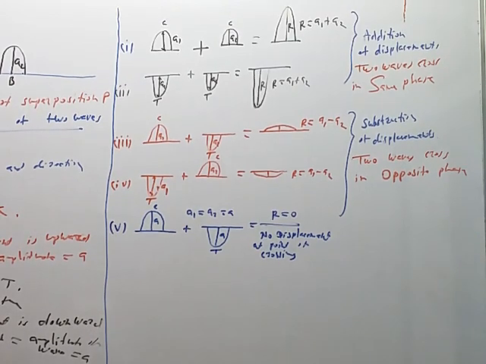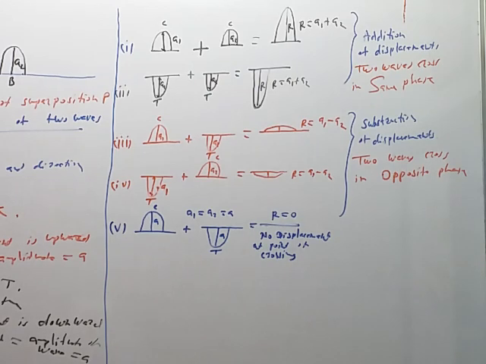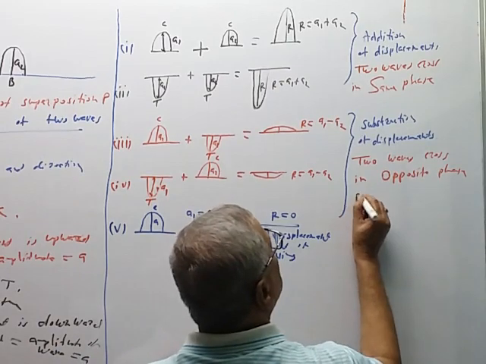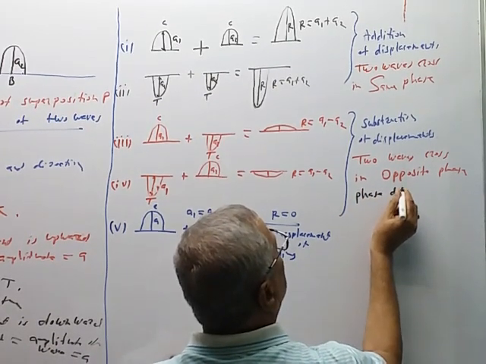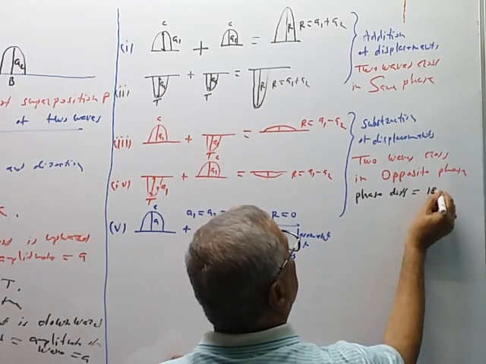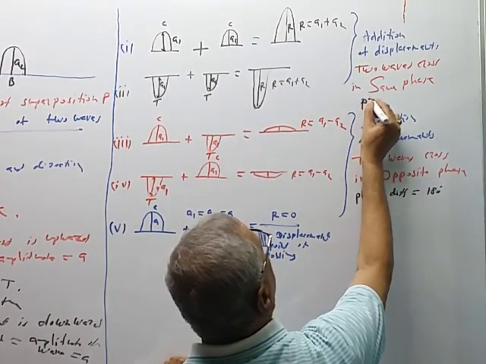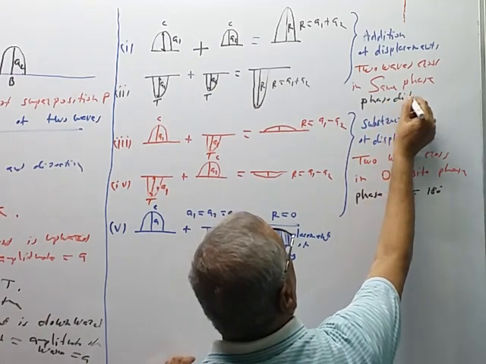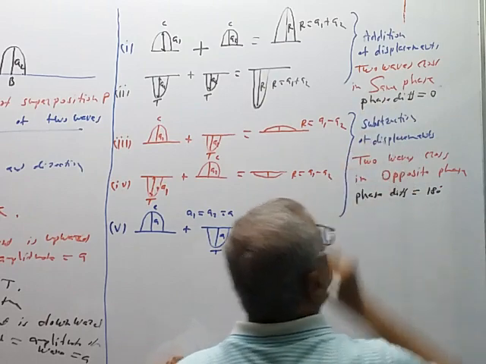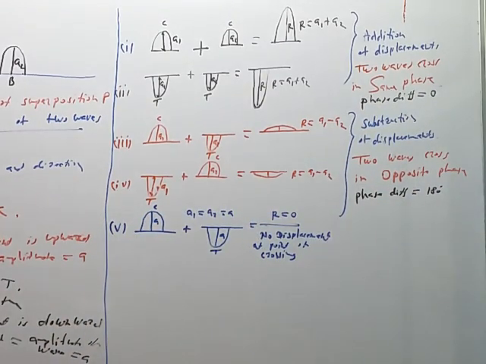The crests are in the same phase, troughs are in the same phase, crest and trough are in the opposite phase. So phase difference is 180 degree in the second case. Phase difference is 0 in the first. Like this. So in the first two cases there is the addition because the two waves cross each other in the same phase. So it is called constructive interference. And the remaining cases number 3 and 4 give the destructive interference.